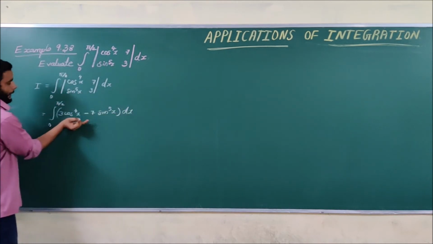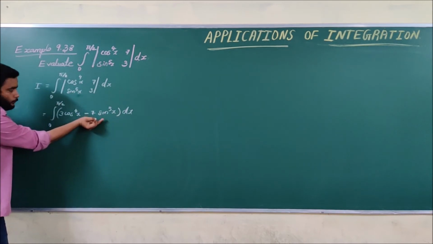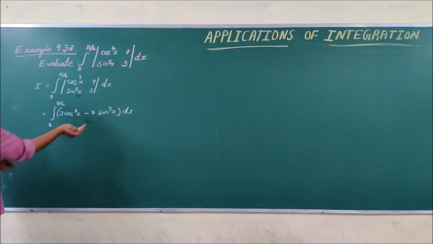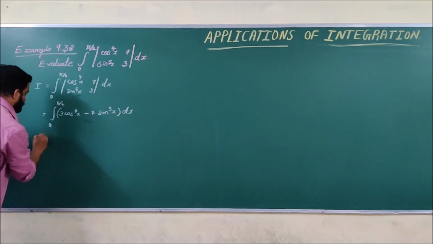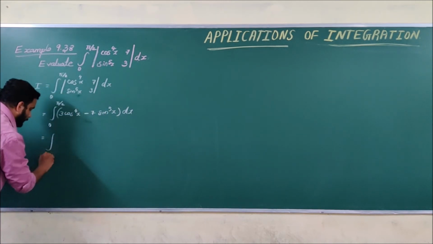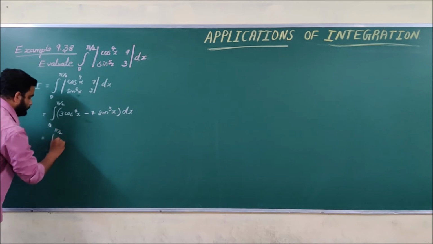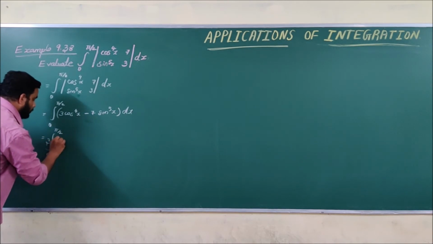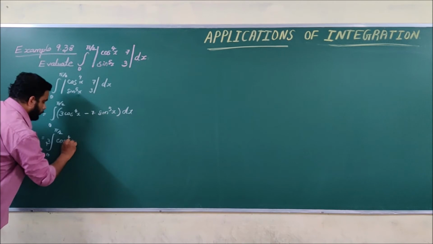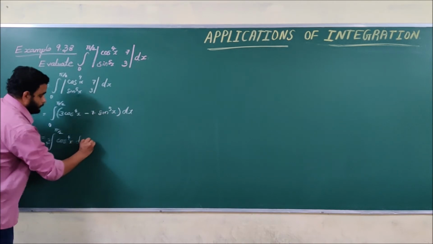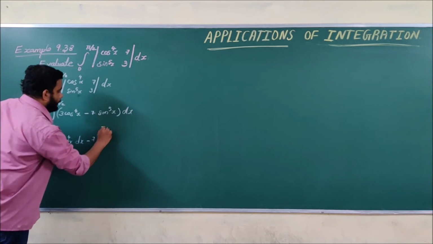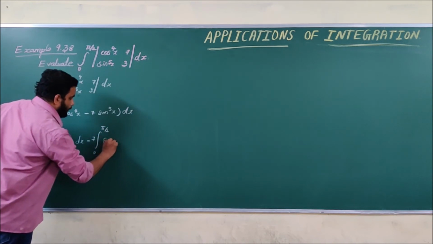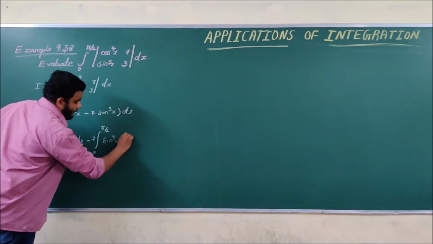Now it has two terms, so I am splitting the integral into each term. So 3 times the integral from 0 to pi by 2 of cos power 4 x dx minus 7 times the integral from 0 to pi by 2 of sin power 5 x dx.